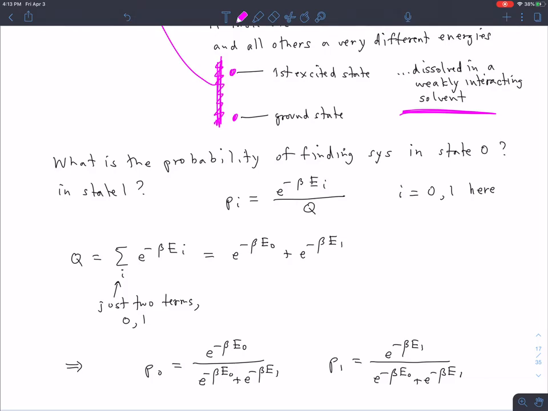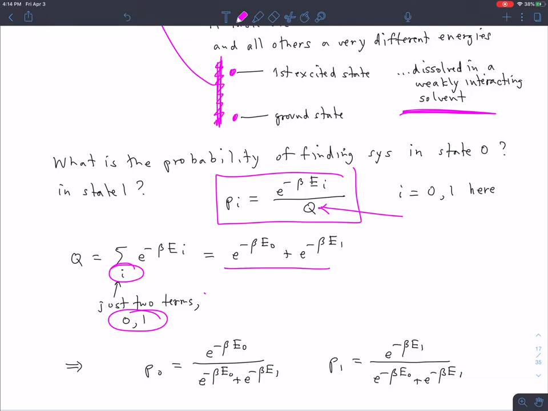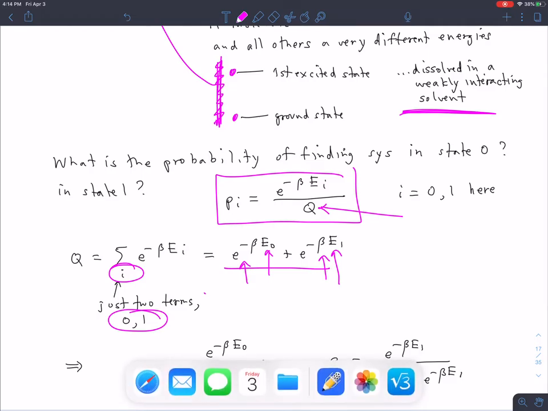All right. So we want to apply the Boltzmann distribution here. That's our general formula. In order to use the formula, the very first thing you want to do is calculate Q, this denominator. The denominator is the sum over all microstates of the system, but there's only two microstates in this system, so the sum just has two terms. It's really simple. It's e to the minus beta energy for state number 0, plus e to the minus beta energy for state number 1. So that's easy.